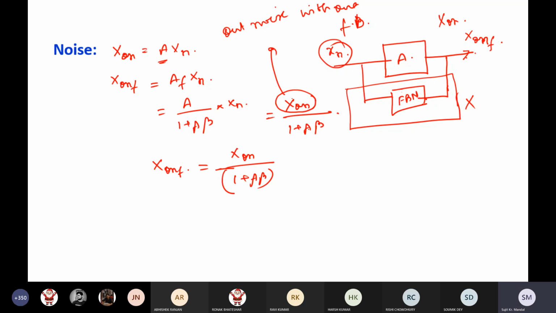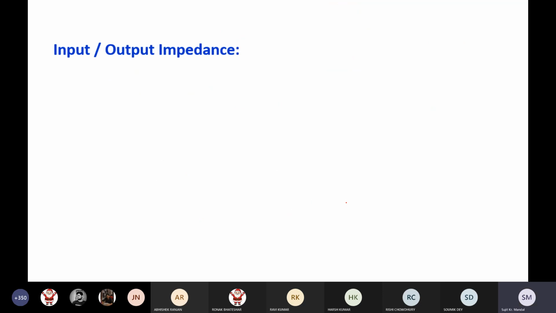Okay, and X0NF, this is the output noise with feedback. Now it is clear? Yes, sir. Now input output impedance.